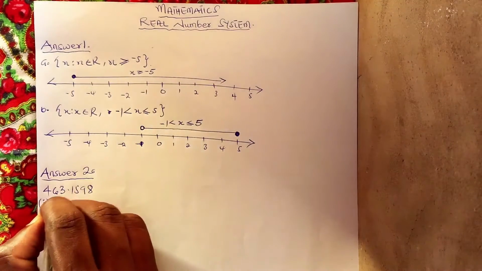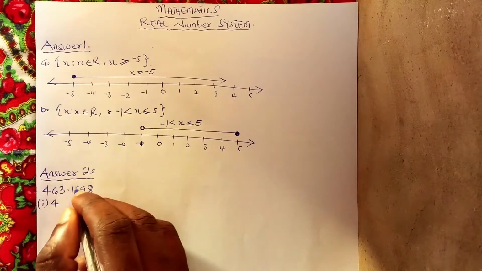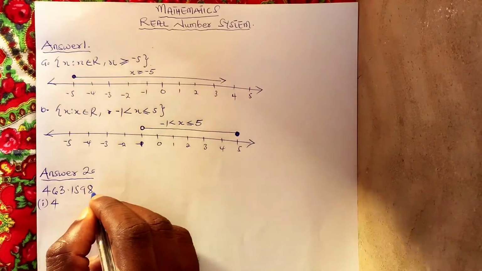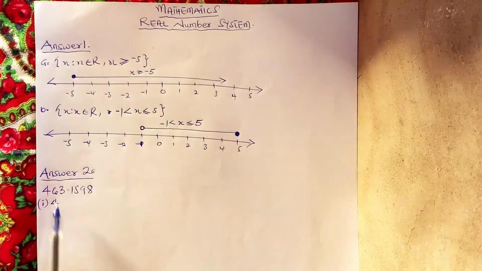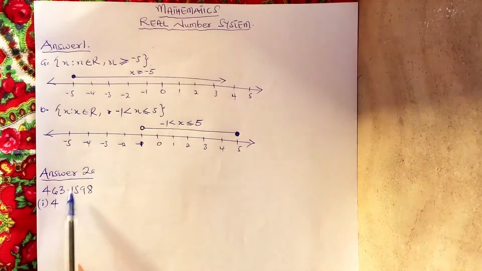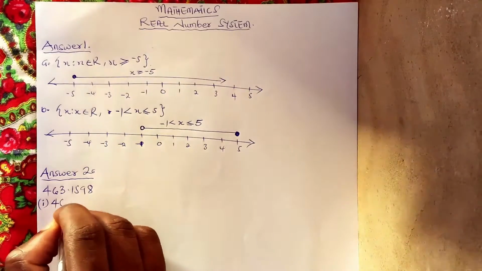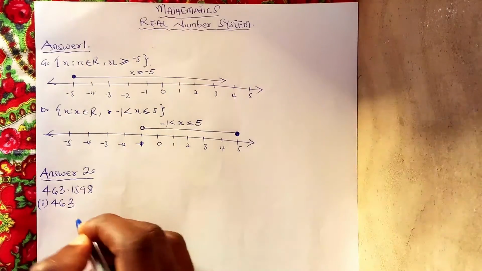So you write it. This is the whole number portion of it, and this is the decimal portion of it. Hence, you only write this portion of it. Since this is after the point, these are decimal portions. So you write 4, 6, and 3.